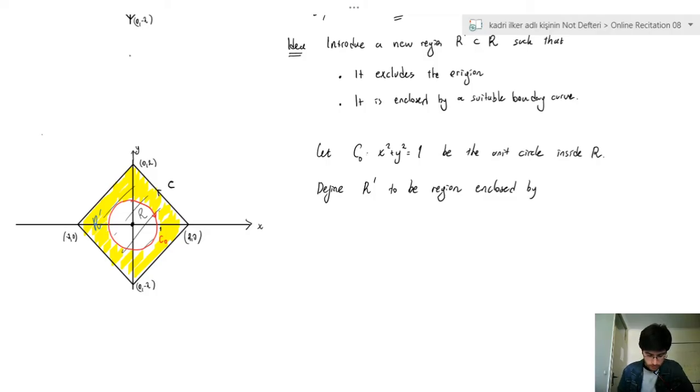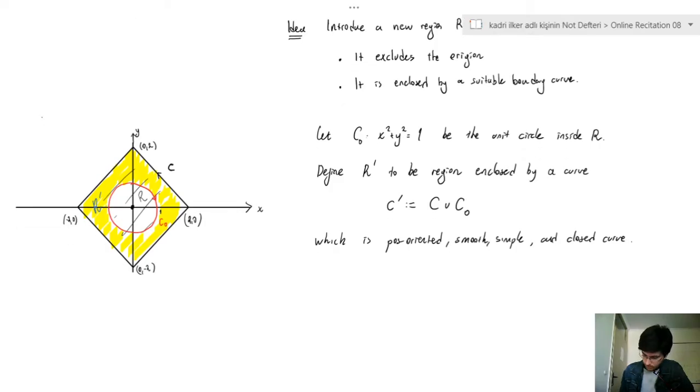If you look carefully, this is enclosed by a curve denoted by C prime, and C prime is defined as C union C0. Clearly by construction, it is a positively oriented, smooth, simple, closed curve. The union of two closed curves, basically. Fine. So now we can use Green's theorem for this region.